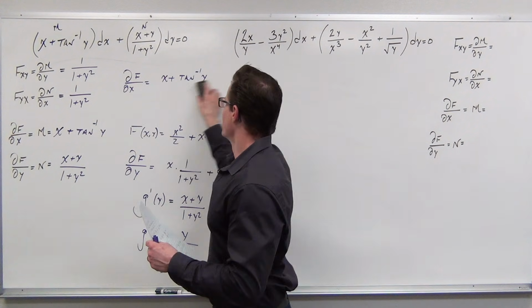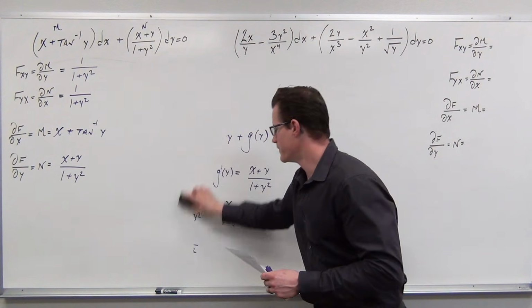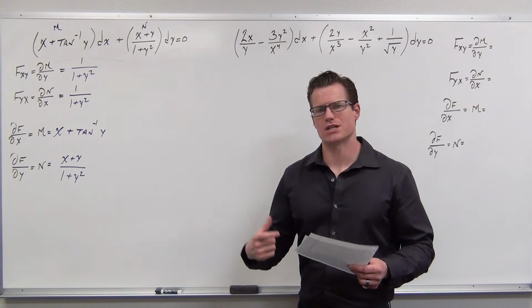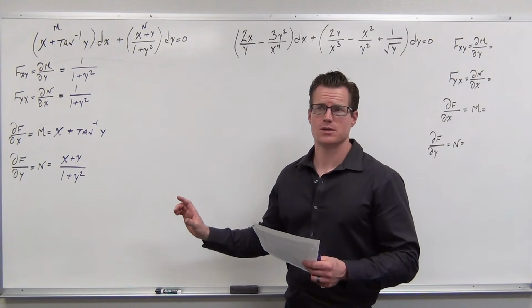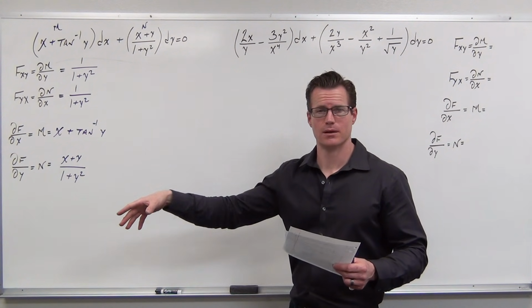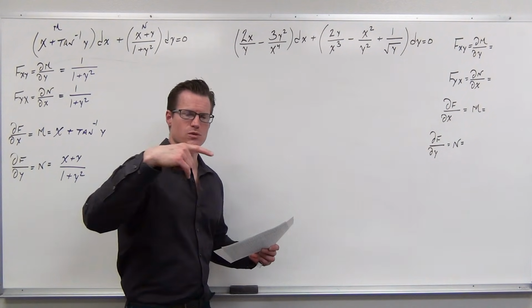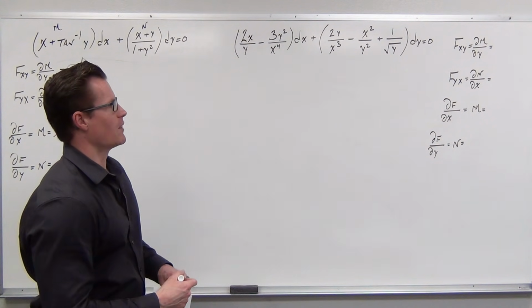I hope you understand that taking the partial derivative with respect to the variable that's opposite of what you just integrated with respect to is how you solve for that missing piece. So take an integral of m, you're going to take a partial with respect to y and set it equal to n. Take an integral of n, take a partial with respect to x and set it equal to m. It's just the opposite. Let's try, wow, that one looks nasty.